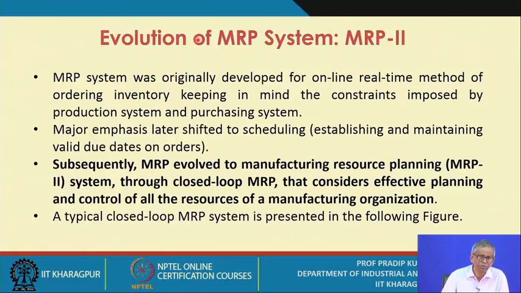From the MRP systems, initially it was an open loop system, then it moved to closed loop MRP, and from the closed loop MRP we moved toward manufacturing resource planning, which is usually known as MRP2. In MRP2, the MRP is known as manufacturing resource planning. MRP system was originally developed for an online real-time method of ordering inventory, keeping in mind the constraints imposed by the production system and purchasing system.